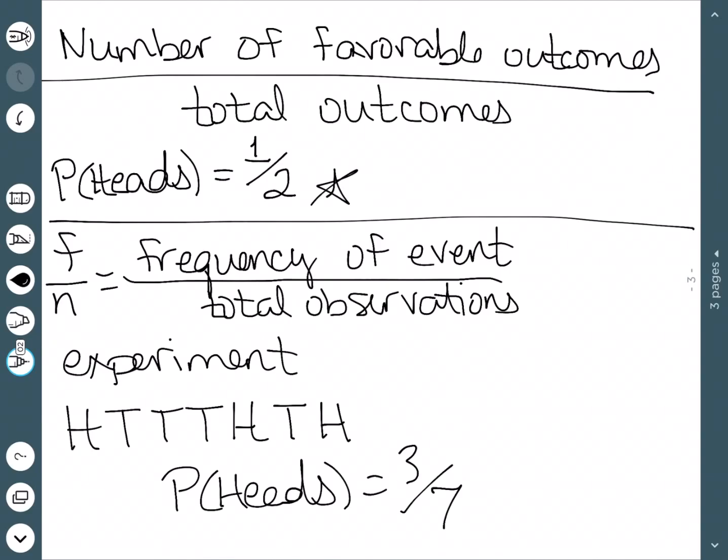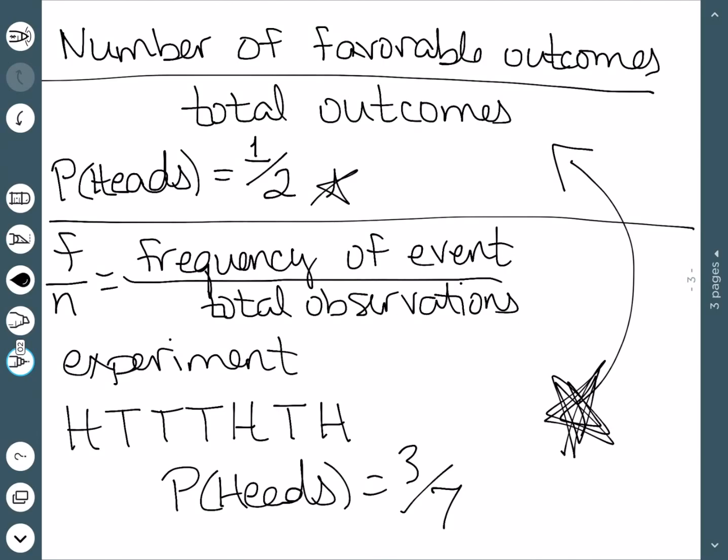However, we do have something known as the law of large numbers. It says the more and more times I do this, the closer it's going to be to this number up here. I flipped this coin 7 times. If I were to flip it 100, I would probably be closer to 1/2. 1,000, even closer to 1/2. 5,000, even closer to 1/2. The more times I do it, the closer I will get to the theoretical probability.